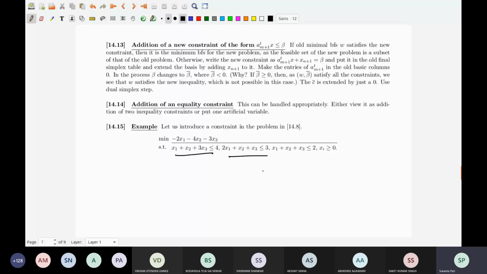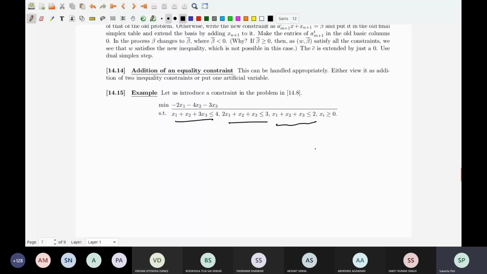In fact, you will get it for this particular new inequation, because this one is keeping the old point out. So you do that and then you apply the dual simplex method. Okay, so that is the whole idea over here.